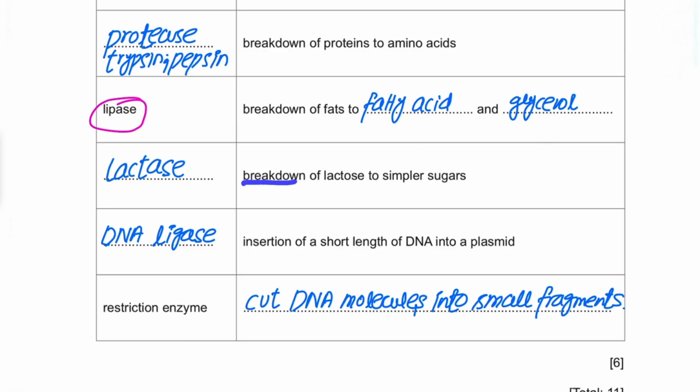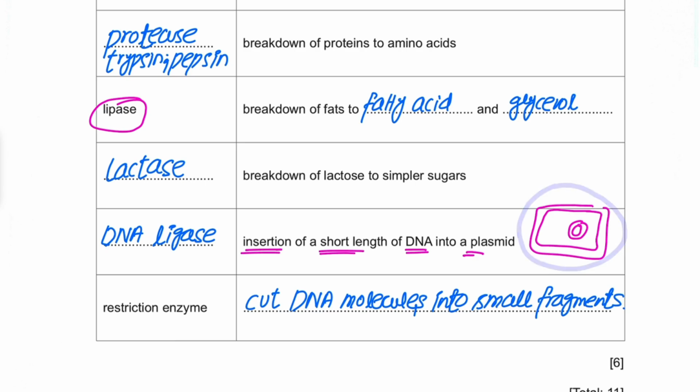They say breakdown of the lactose to the simple sugars. Lactose is a disaccharide. It has glucose and galactose attached to one another, and the lactose would be acted upon by the lactase enzyme. They ask us about insertion of a short length of DNA into the plasmid. So bacteria have extra genetic material in them, that is the plasmid. And when we want to genetically modify a bacterium, we basically add the gene of interest into this plasmid, and the enzyme would be the DNA ligase enzyme.